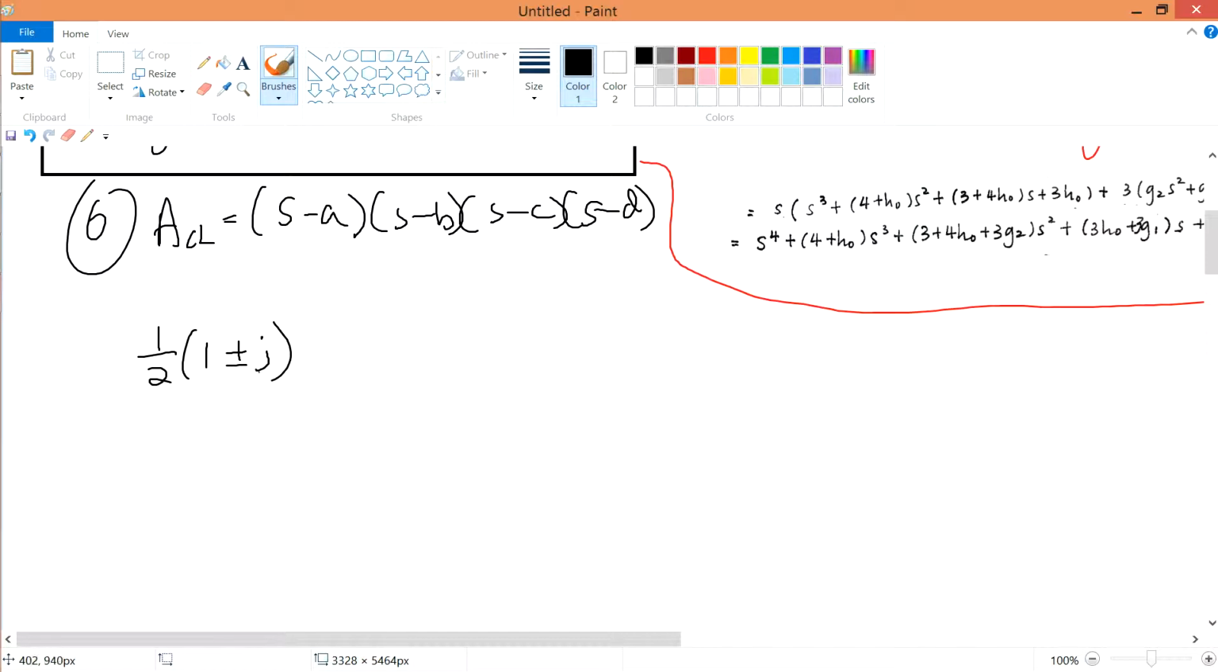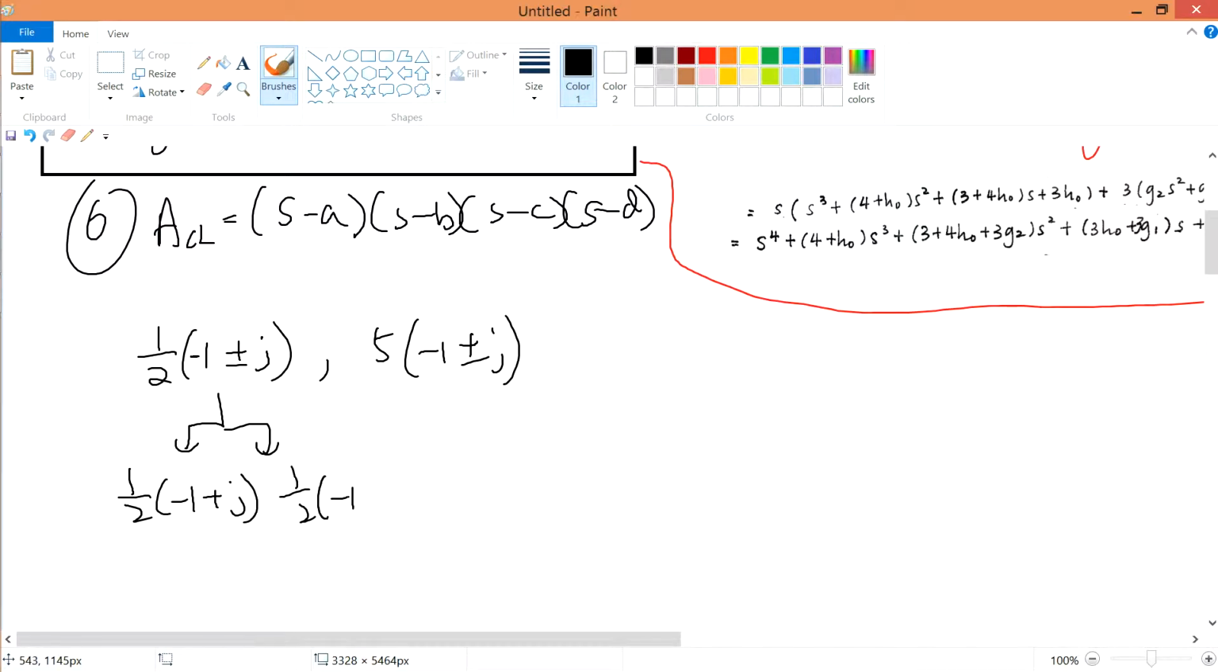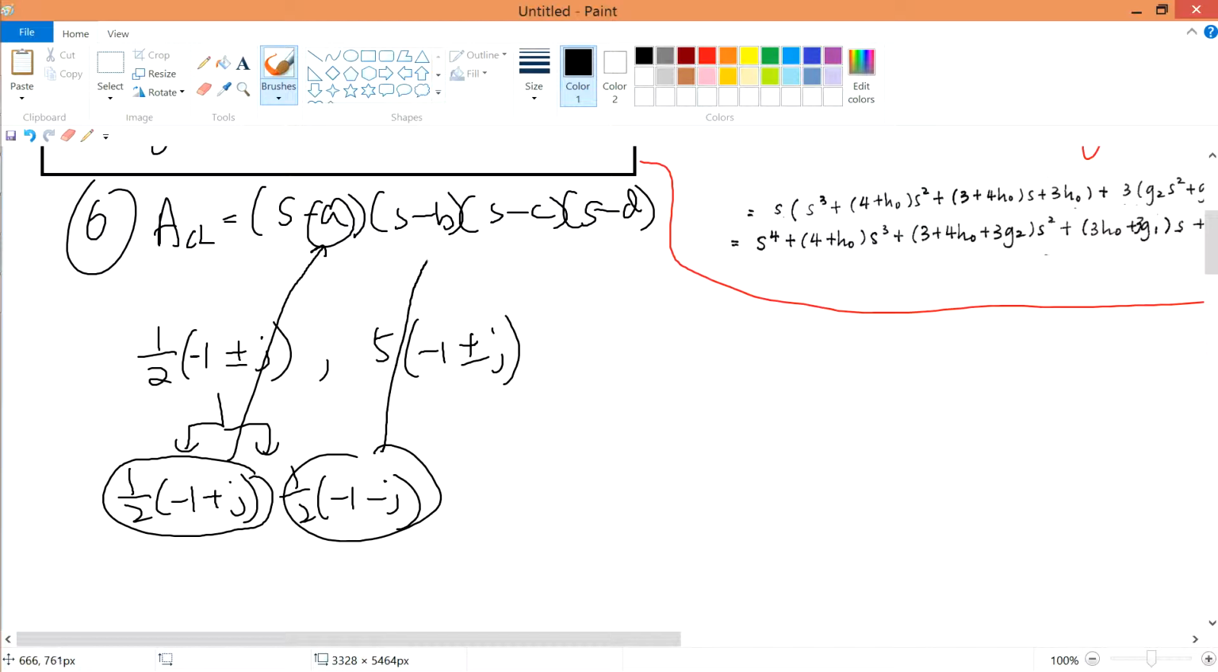Where your A, B are conjugates, if you still remember, they are actually half minus 1 plus minus J, and also 5 minus 1 plus minus J. So if you split it out, you'll have half minus 1 plus J and half minus 1 minus J. So far so good. So this thing over here, you just sub in as your A, and this thing over here you just sub in as your B. Same thing for the 5 minus 1 plus minus J. Your conjugate will sub in for your C and your D.